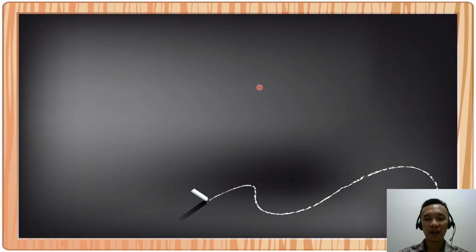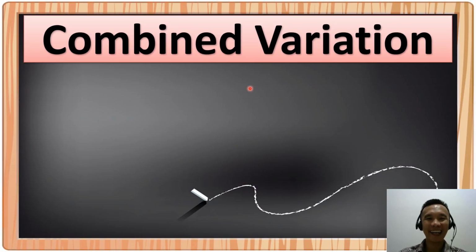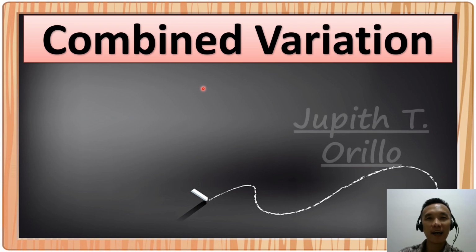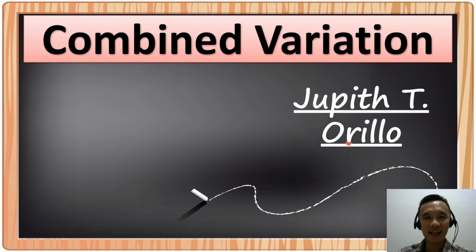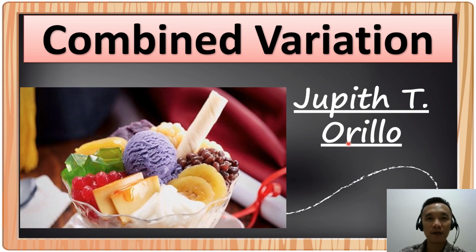So guys, we are going to discuss combined variation. So again, I am your teacher, Jopet T. Aurelio. As you can see here, we have a picture of the famous Halo Halo. So we are going to relate this picture to our lesson about combined variation.